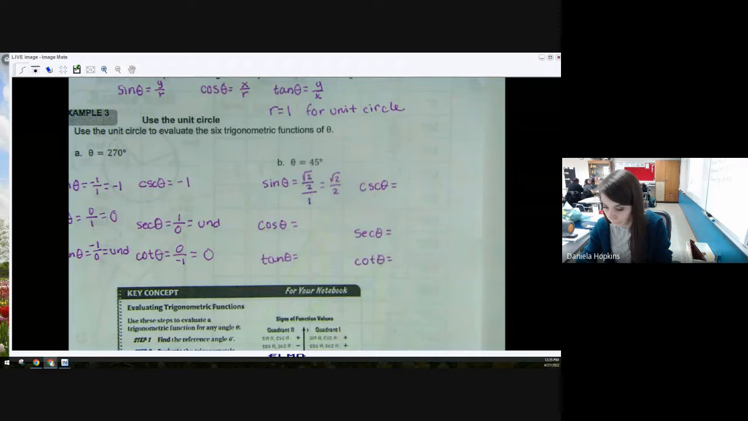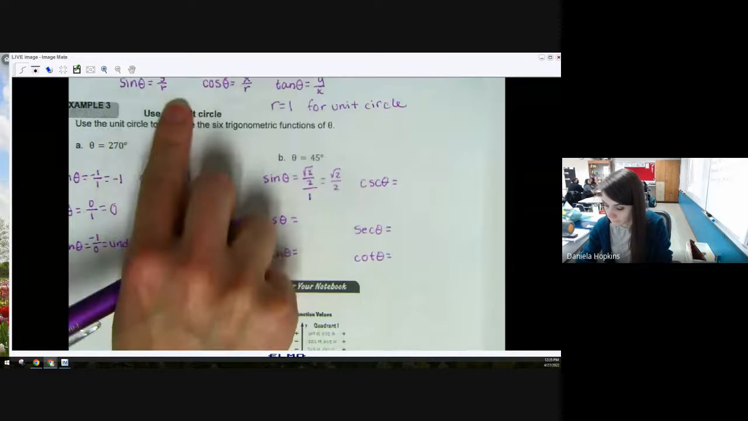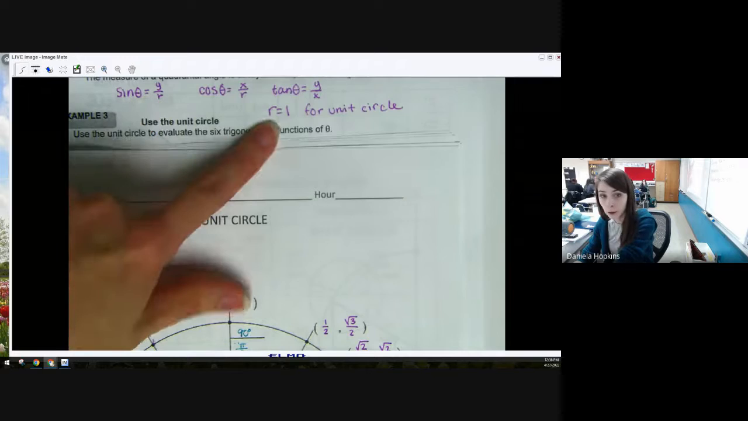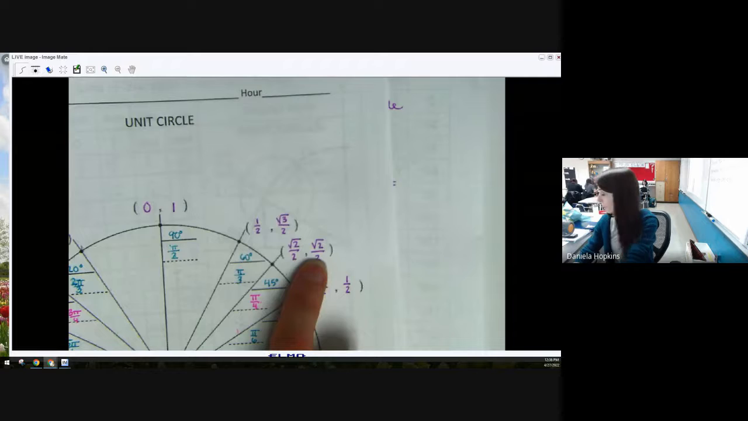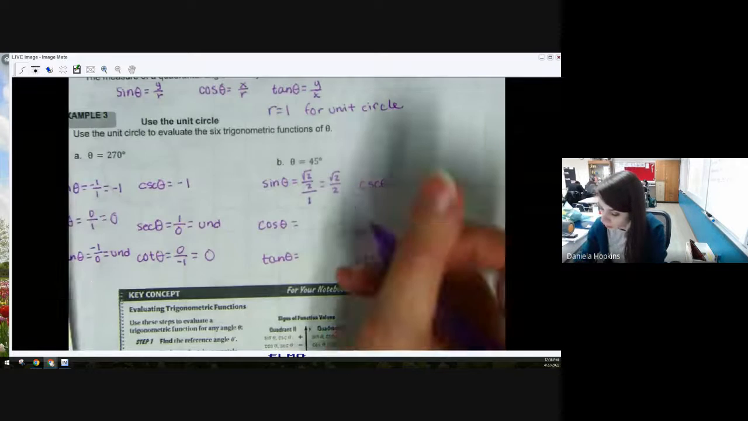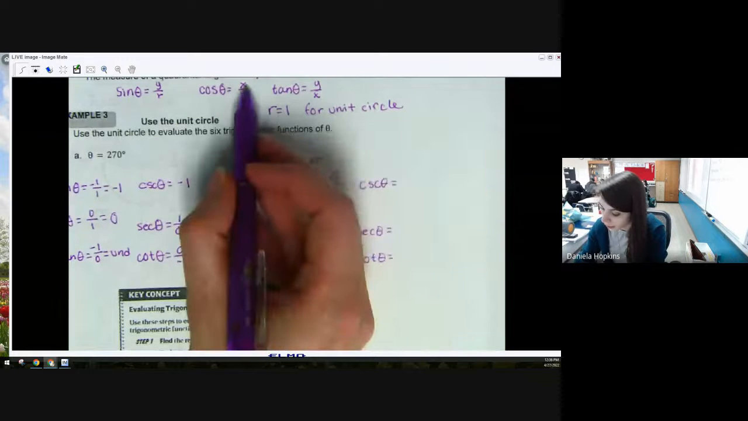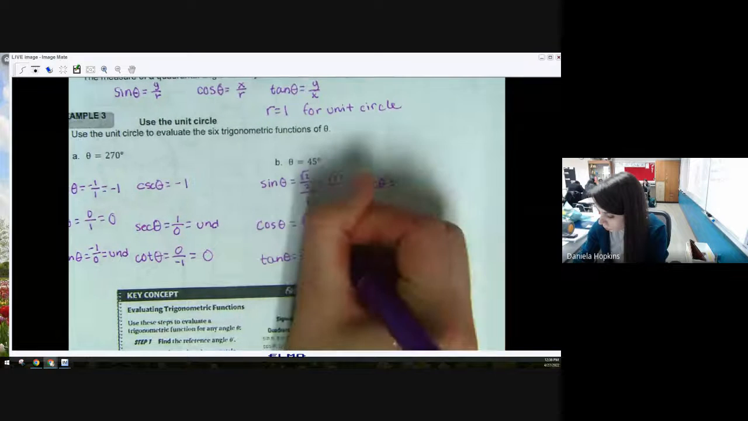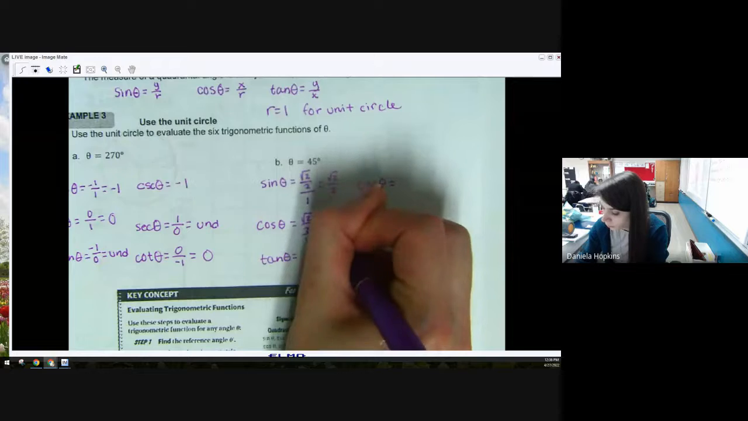Okay, wait, I'm confused on how you're doing the numbers. Like, this is my y. Oh, that's my r. R is 1. Y is right from here. Got it. Thank you. Cosine ends up being x over r. So again, it's square root of 2 over 2 over 1, which is just square root of 2 over 2.